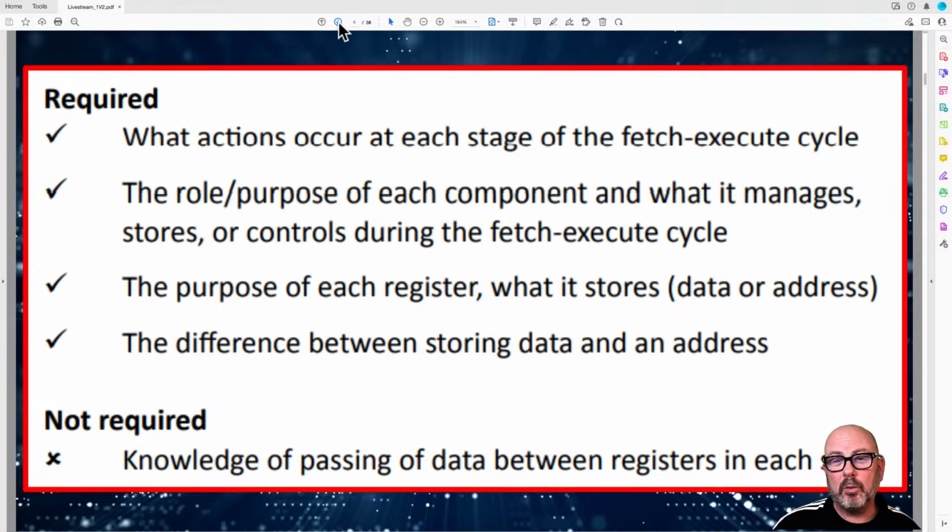You need to know what actions occur at each stage of the FDE, the fetch, decode, execute cycle, and then what each component does. We'll look at that in a second. And then the registers. The registers are difficult because it's hard to remember. They've all got 3 letters and it's quite hard to remember what they actually do.